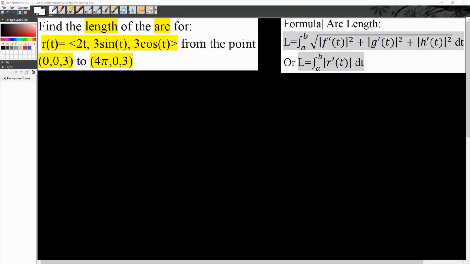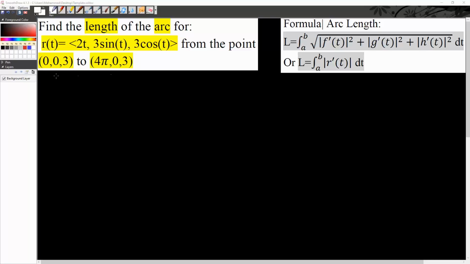Okay, in this problem, we want to find the length of the arc for r(t) equal to the vector 2t, 3 sine t, 3 cosine t from the point (0, 0, 3) to (4π, 0, 3). And this is the formula for arc length. And before we even use the formula, we need to know how can we get (0, 0, 3), and how can we get (4π, 0, 3). What value of t would do this?